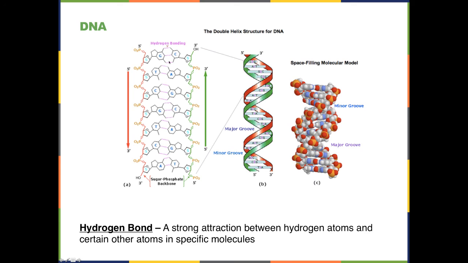But the bases are bonded to each other specifically, and you'll see that there are 3 hydrogen bonds between a G and a C, and 2 hydrogen bonds between a T and an A. A hydrogen bond is a strong attraction between hydrogen atoms and certain other atoms in specific molecules. And so because there's 3 here and 2 here, a T can never combine with a C, and an A can never combine with a G because they don't have the right number of hydrogen bonds.